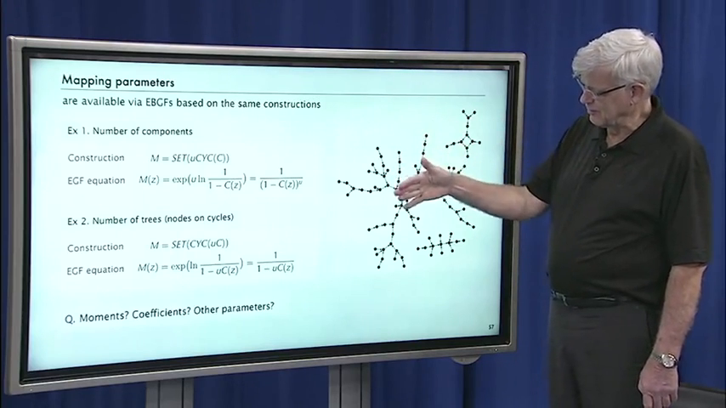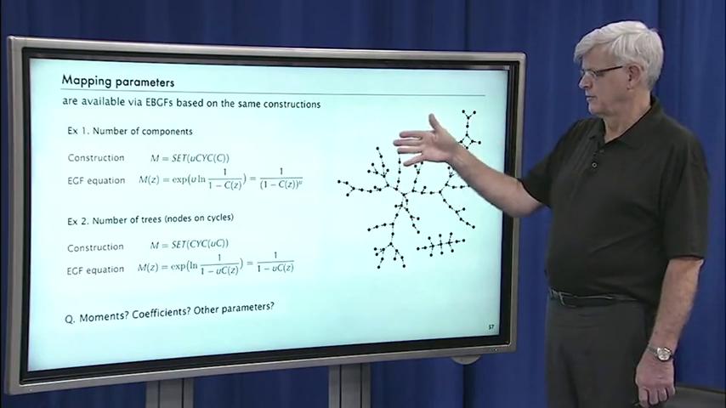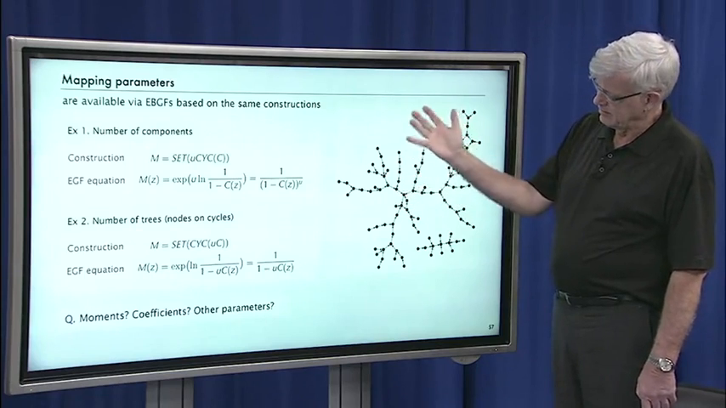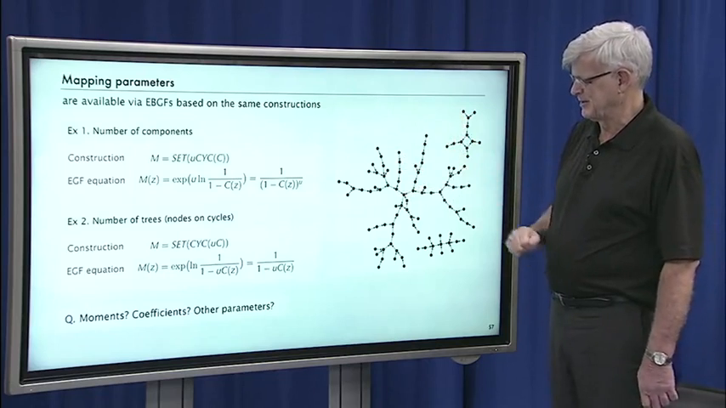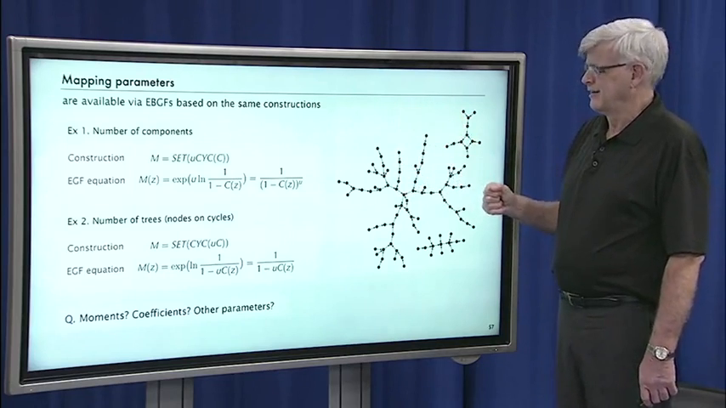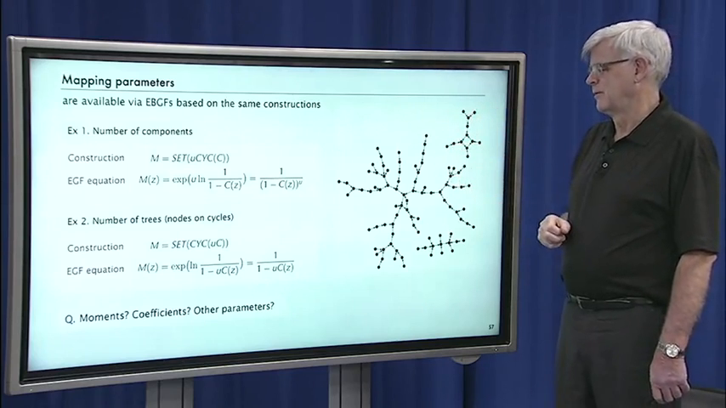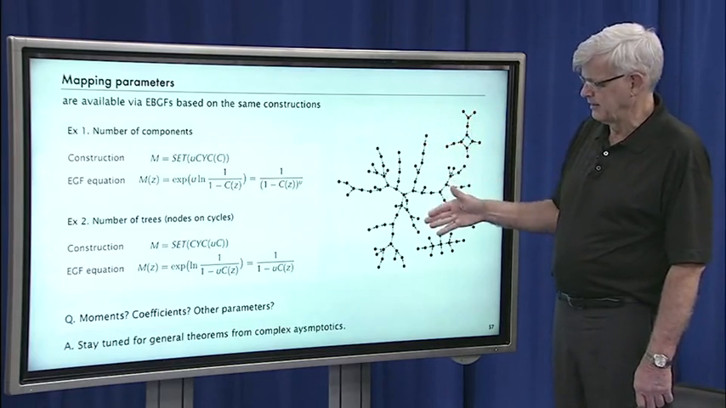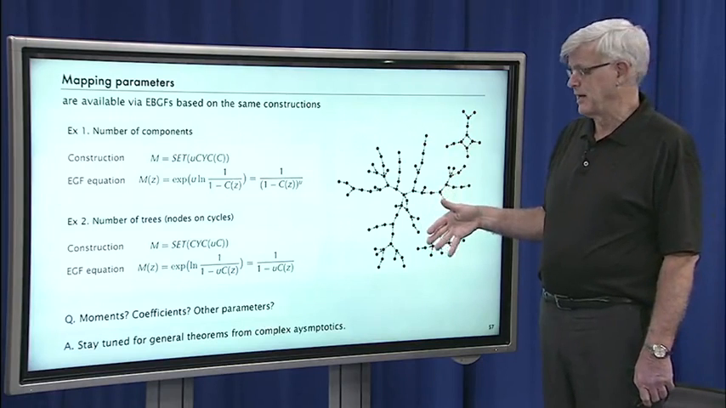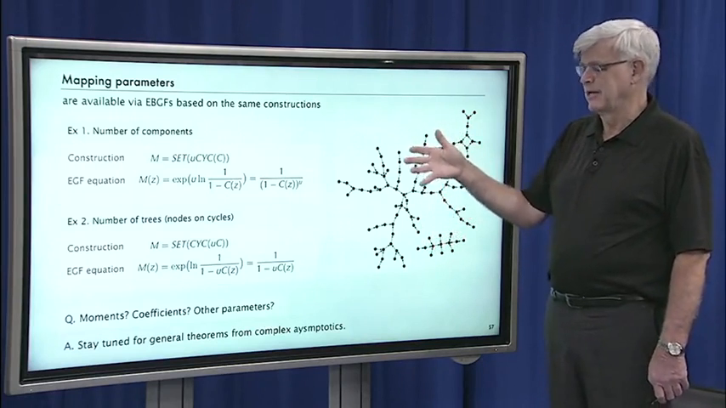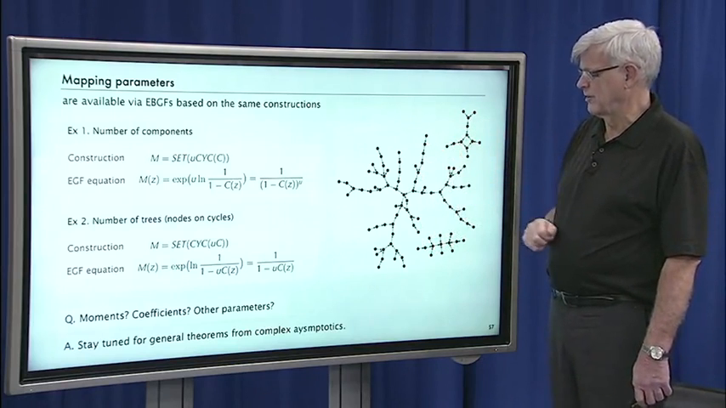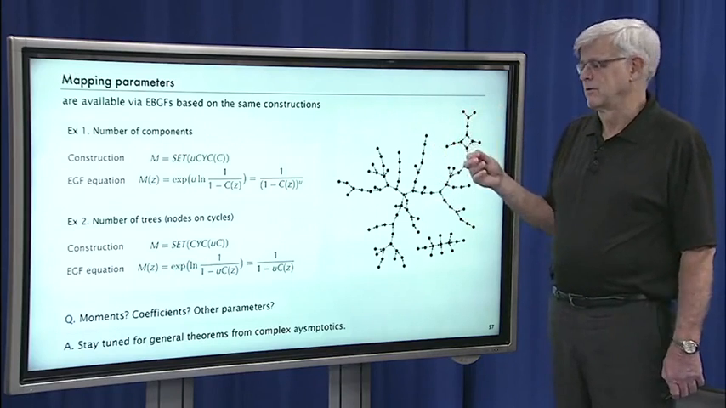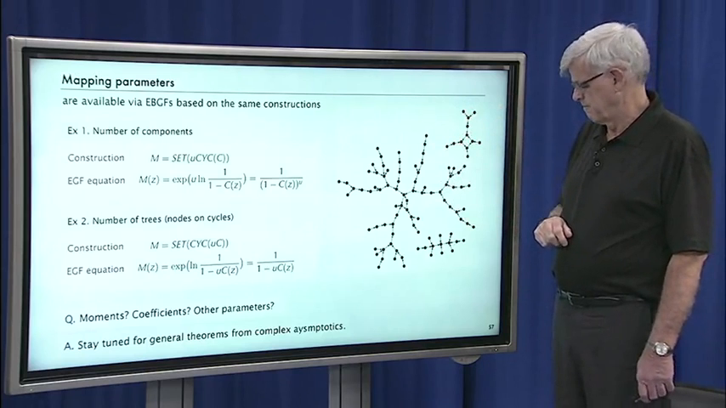So to find the moments and coefficients, we're going to have to work with trying to find derivatives with respect to u, or extract coefficients. And you remember, for enumeration, we needed advanced techniques, and we're certainly going to need advanced techniques from complex asymptotics, although actually these turn out to be handled with powerful general theorems that give the answers almost immediately. But that's a subject for the second half of the course.